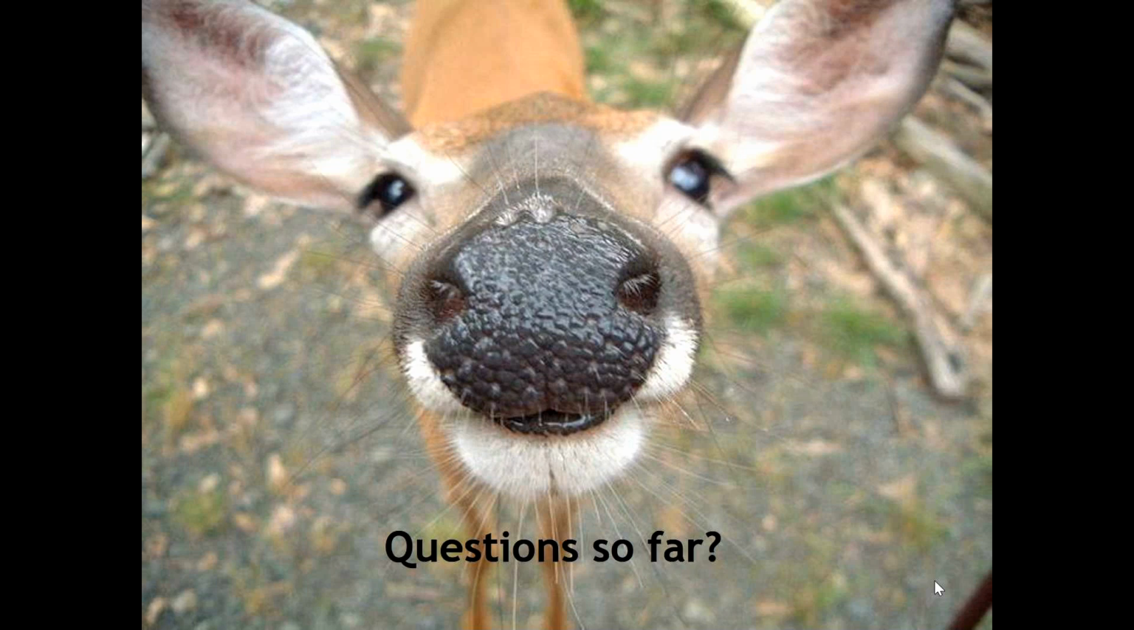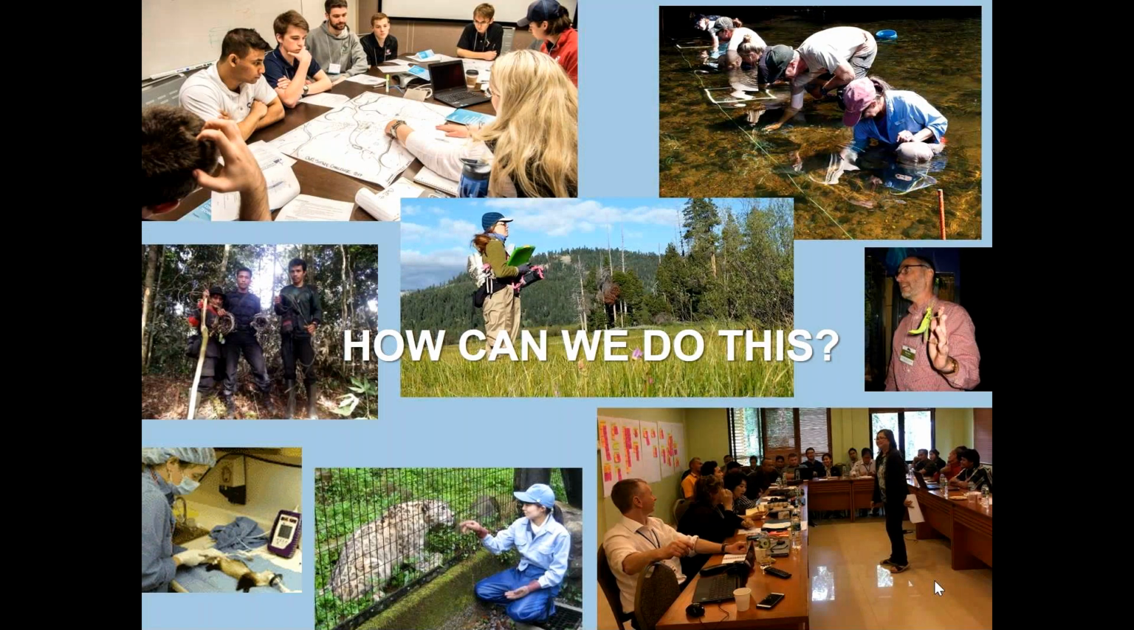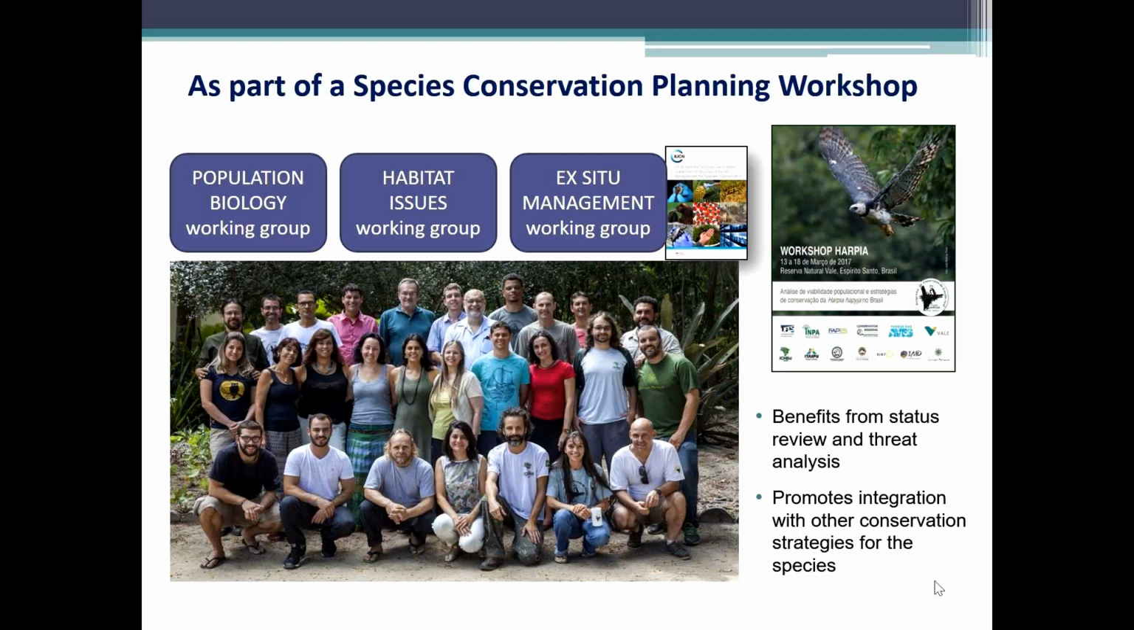Now I'm looking forward to showing you a few examples right here. So the question is, how do we bring these two groups of people together, and how can we apply those guidelines in the real world? Essentially, how can we do everything that I was just discussing? So in response to the question Jamie asked, one way to do it is to do this as part of a species conservation planning workshop.